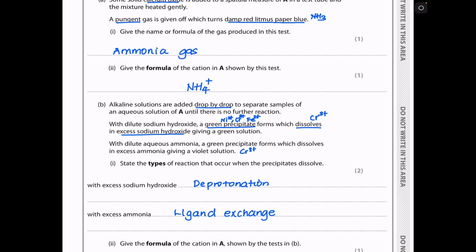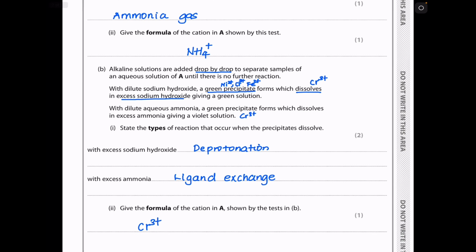So actually, the possible green precipitates will be those of nickel 2+, chromium 3+, and iron 2+. However, because here they said it dissolves in excess sodium hydroxide, that is going to be only chromium 3+. Also forming a green precipitate that dissolves in excess ammonia, that confirms chromium 3+ as the cation we're looking for.